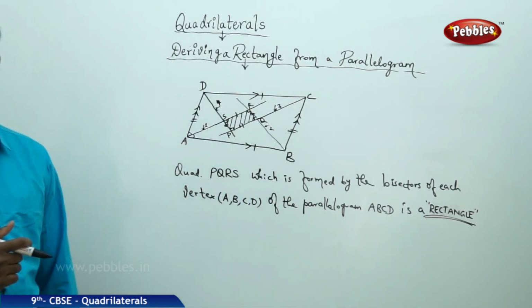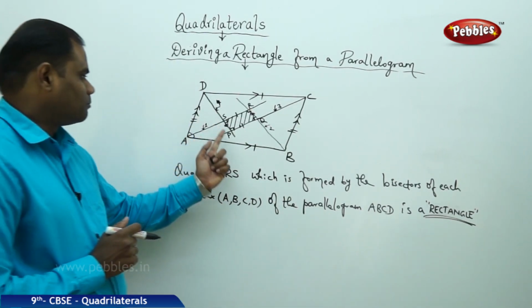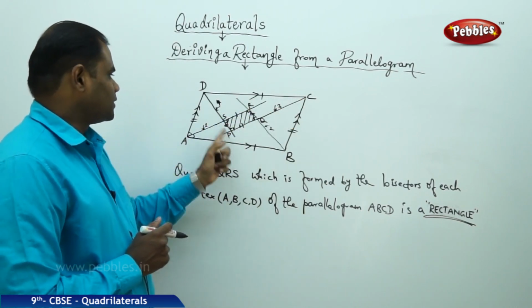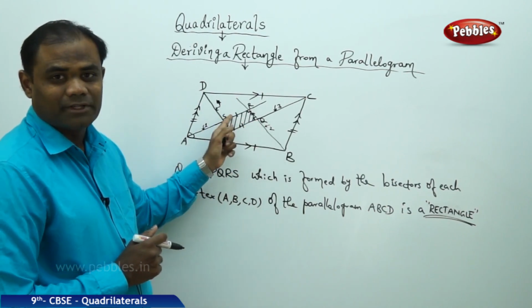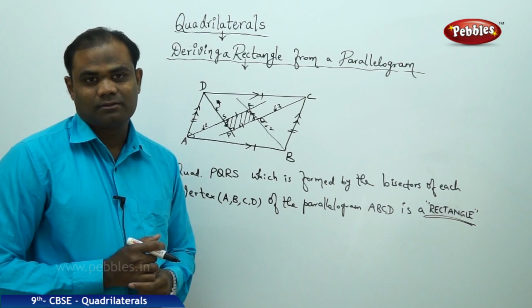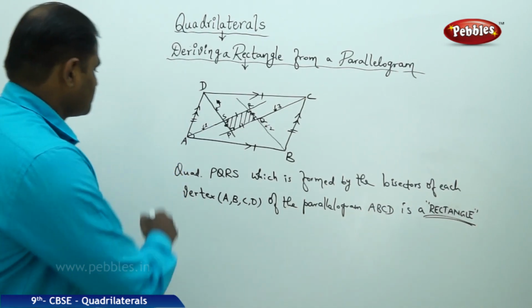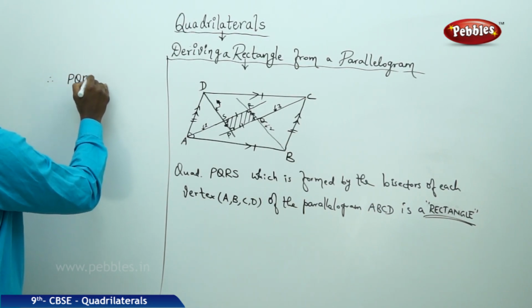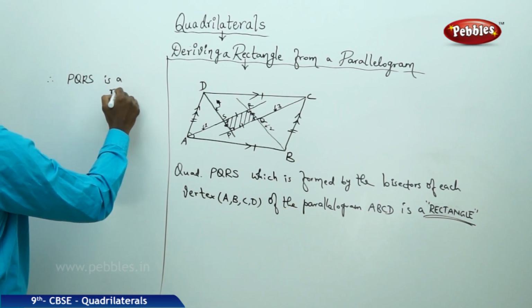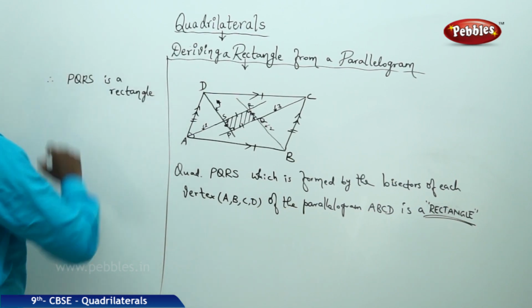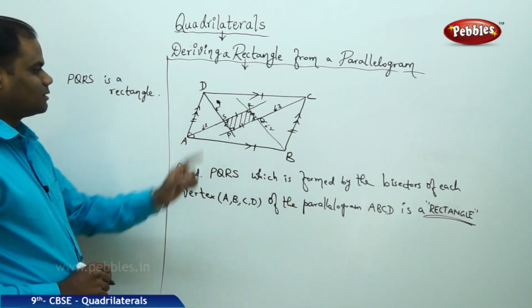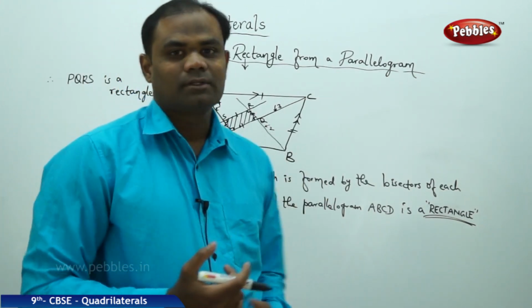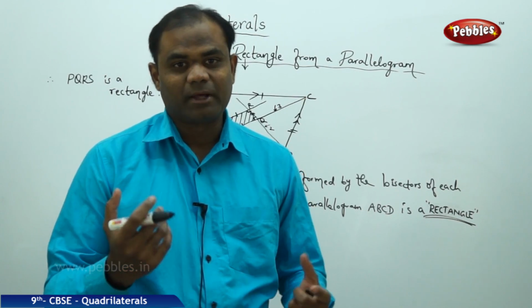This is how I understand the property. The quadrilateral PQRS, which is formed by bisector 1, bisector 2, bisector 3 and bisector 4, forms a closed-sided region which is called a rectangle. This is how the property comes. Therefore, PQRS is a rectangle, and each of the angles is 90 degrees and opposite sides are equal. This is how we understand the concept of the rectangle derived from a parallelogram.